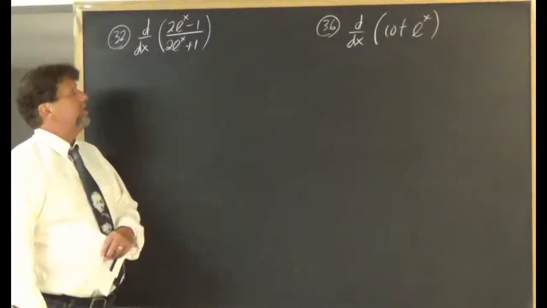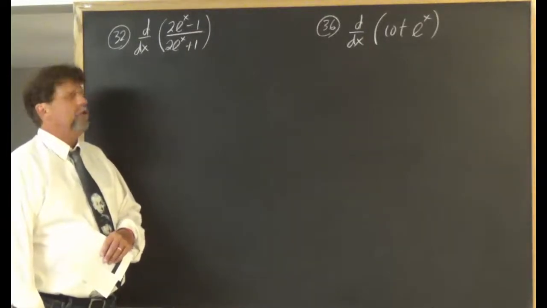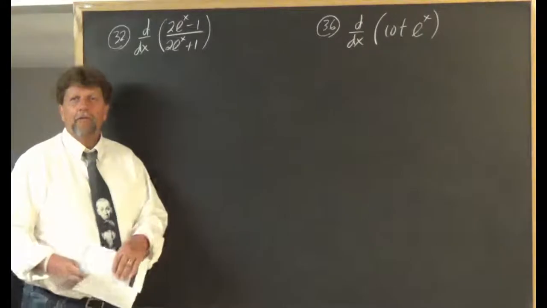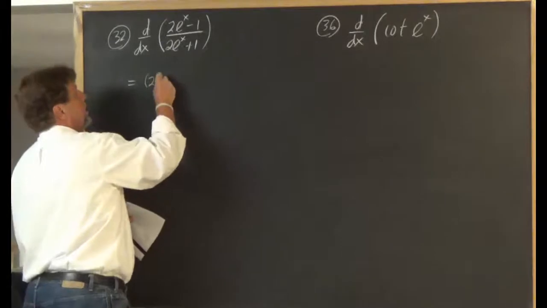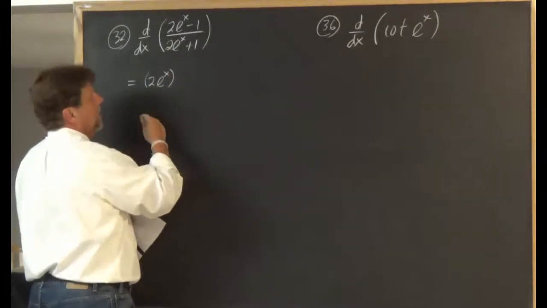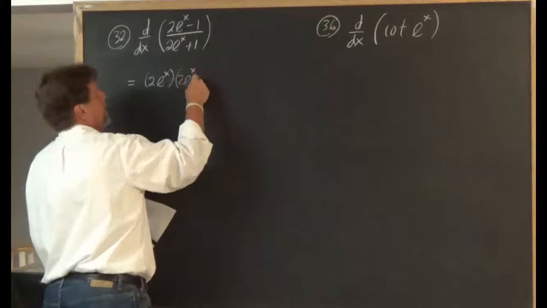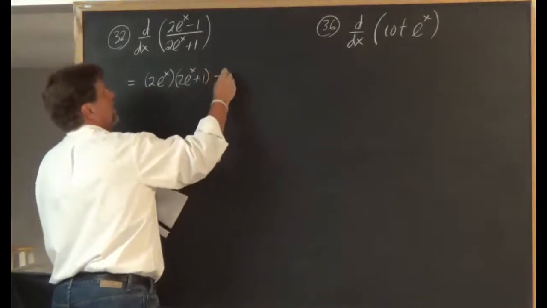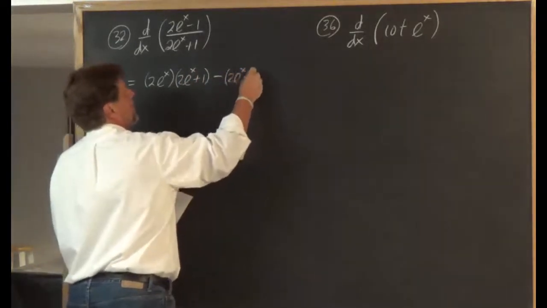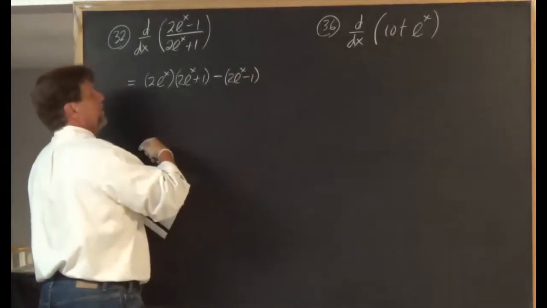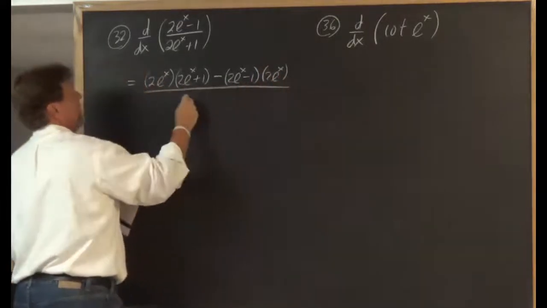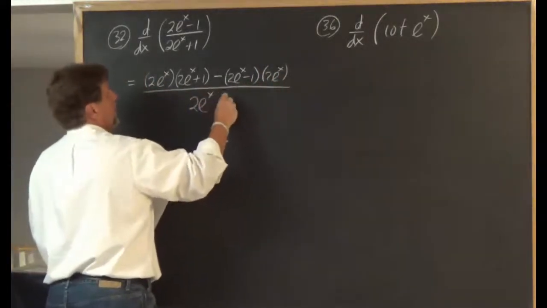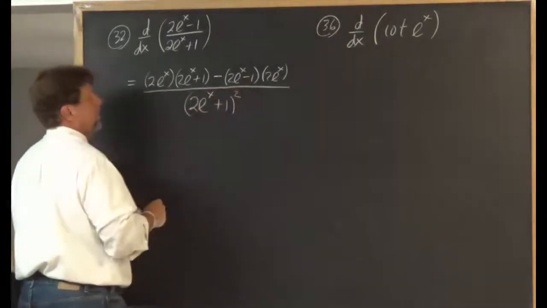All right, number 32, differentiate with respect to x 2e to the x minus 1 over 2e to the x plus 1. So we have to use the quotient rule. So here we go. Derivative of the numerator is 2e to the x times the denominator, 2e to the x plus 1, minus the numerator, 2e to the x minus 1, times the derivative of the denominator, which is 2e to the x, and all of that over the denominator squared.